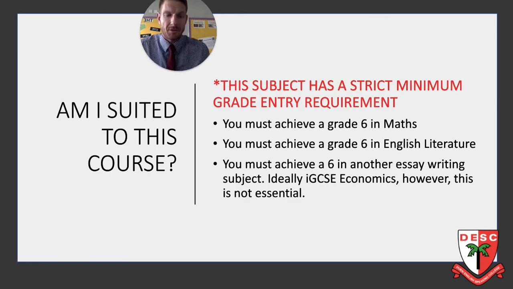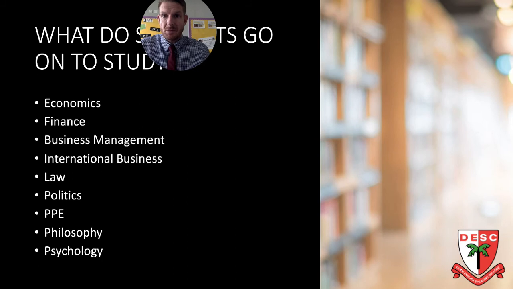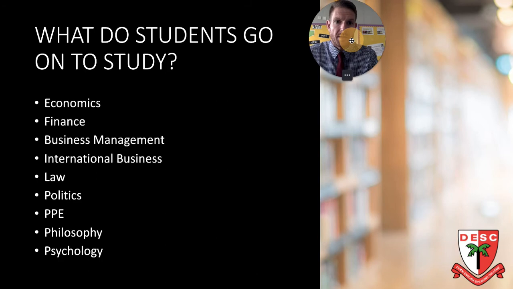So, what makes a good economist? Well, this is what a lot of our students go on to do after. They go into economics, finance, business management, law, politics, philosophy, and psychology. Whilst you study economics at A level, it sits very well with a number of the other A levels we offer here at school. History is an excellent subject to go alongside economics. Politics is an excellent subject to go alongside economics. And a lot of our students choose to study mathematics as well alongside business.